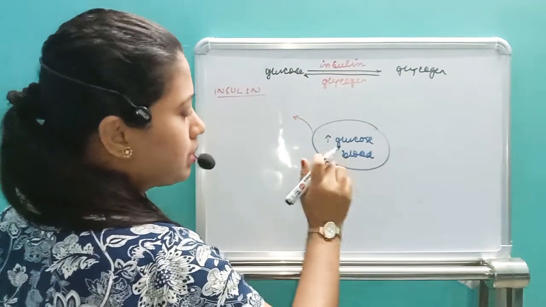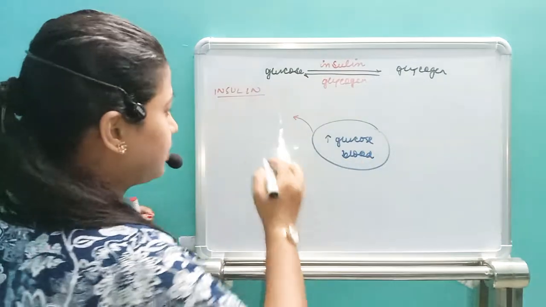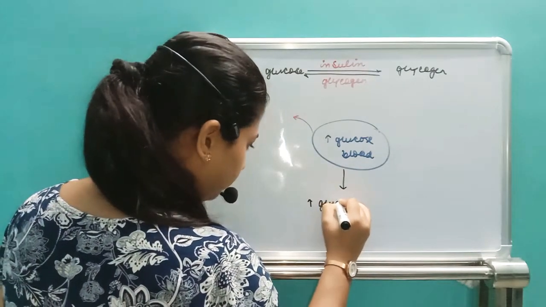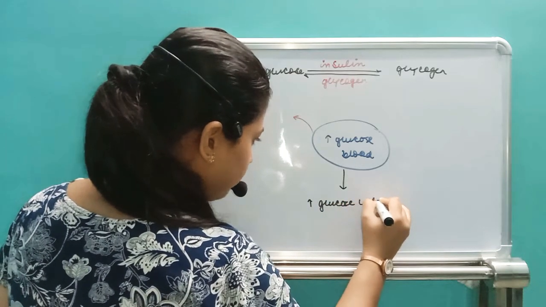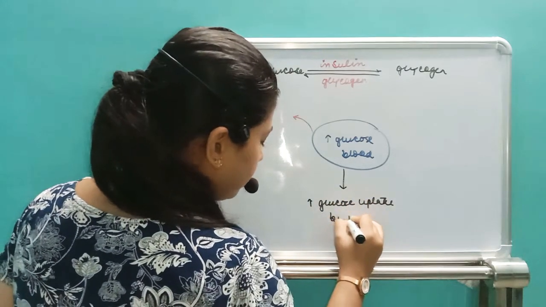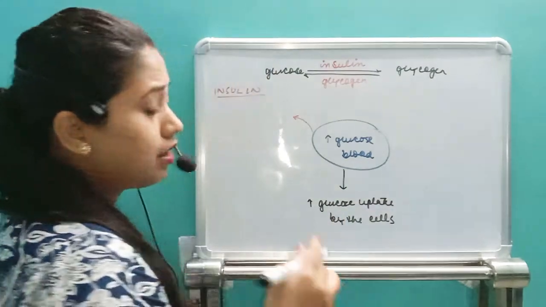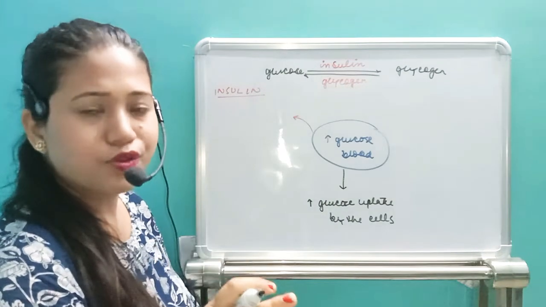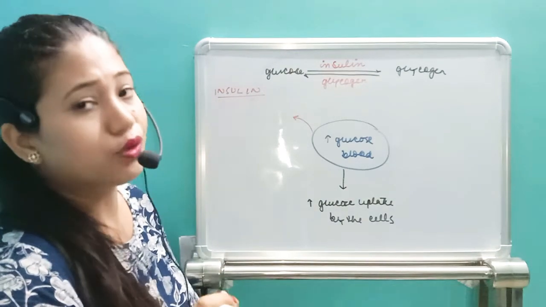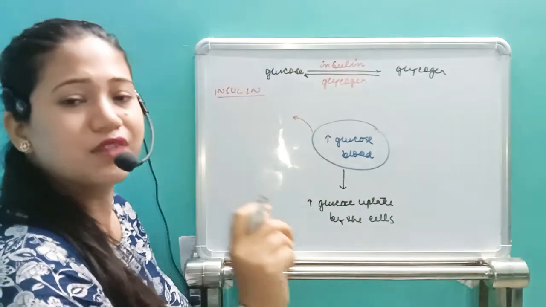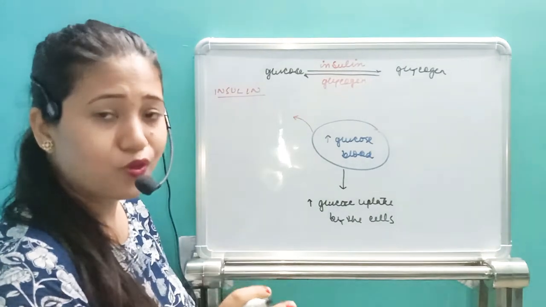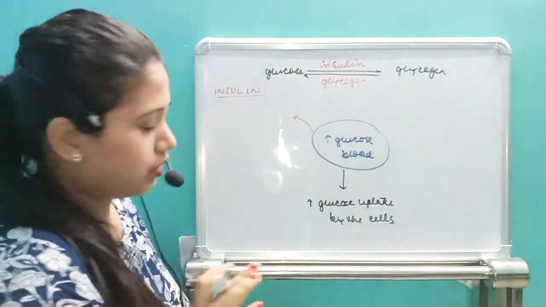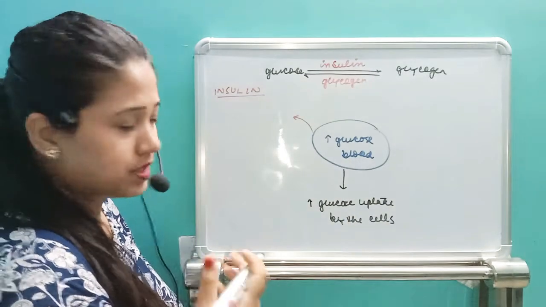So what will happen if you have a high glucose level? The first function is that it will increase the glucose uptake by the cells. Okay, so insulin will tell each and every cell that there is enough glucose, you can use it for your own energy production. So this is how insulin gives this indication to the cell that there is enough glucose, you can take whatever amount of glucose you need for your energy. So it will increase the glucose uptake by the cells.